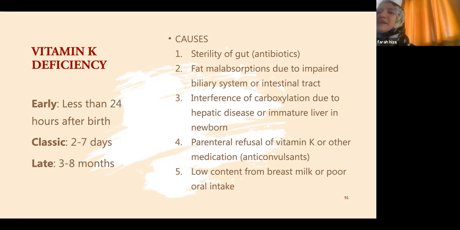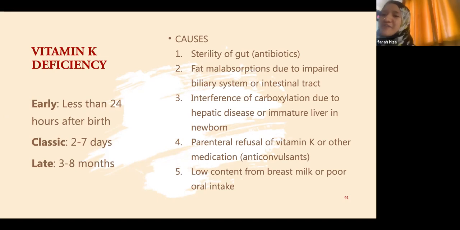So that's why when the newborn is found to have a biliary system disorder such as cholestasis or biliary atresia or cholangitis, or intestinal tract disorders such as celiac disease, it interrupts the absorption of vitamin K. So that's why fat malabsorption is one of the causes. The interference of carboxylation happens in hepatic disease, and also newborns are naturally born with an immature liver. That's why it can cause a physiological vitamin K deficiency too.